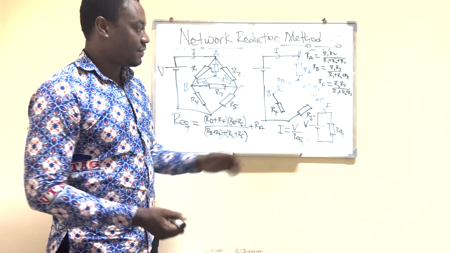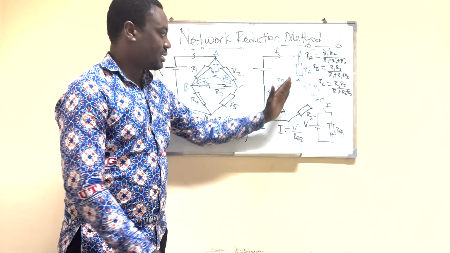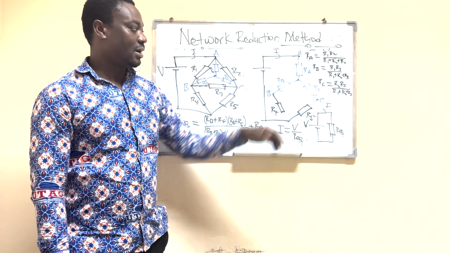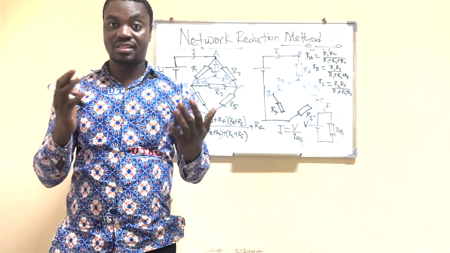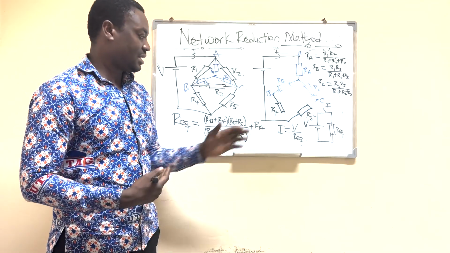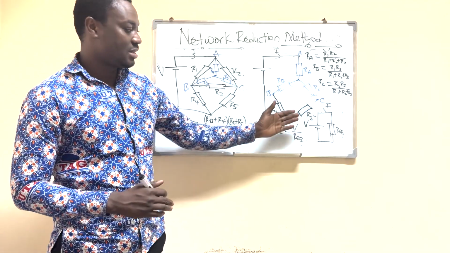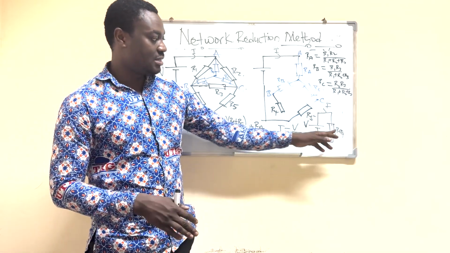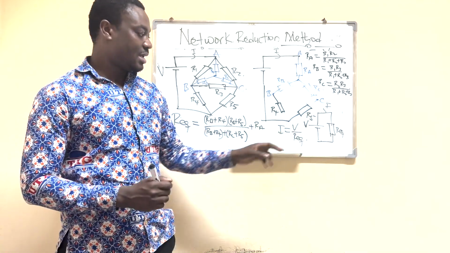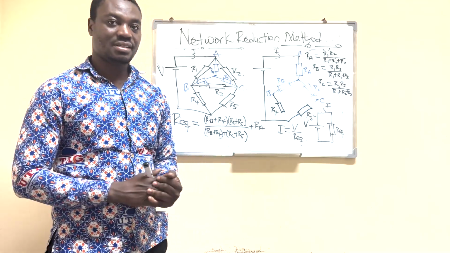And then after that, remember we have RA here. After that, it's going to be in series with RA. Then we add our RA. So that will give us the overall equivalent resistance. Then after that, we now have a simplified circuit whereby we can use Ohm's law. We have our voltage and our equivalent resistance. So the current here is going to be equal to voltage over the equivalent resistance.